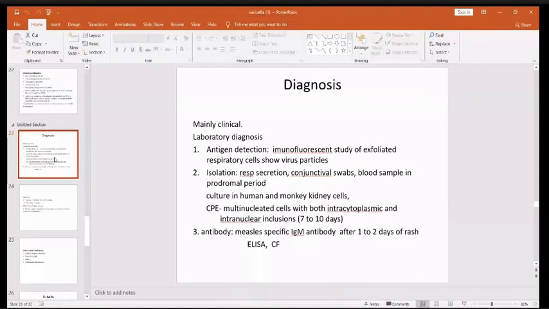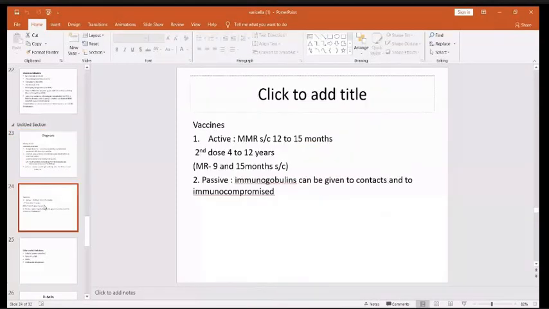What we commonly do is the antibody detection. So IgM antibody, and a rise in the titer can be significant. And vaccination, there is a vaccine available for measles. These days it is available as the MR vaccine, measles and rubella vaccine, at 9 and 15 months. And we can also give immunoglobulins if the patient is suspected to have come in contact.